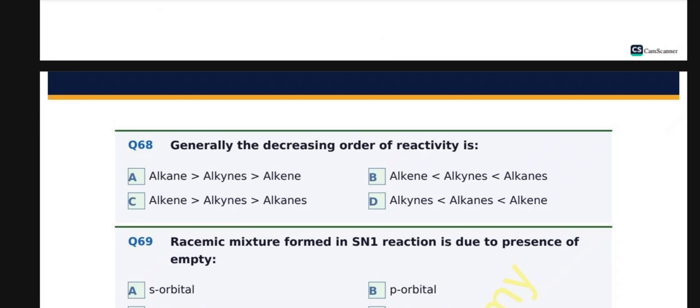Question number 68. Generally, the decreasing order of reactivity is, and the correct option is C. Alkenes, alkynes, alkanes. Reactivity towards electrophilic addition: alkenes are most reactive due to the accessible pi bond. Alkanes are least reactive, only substitution.